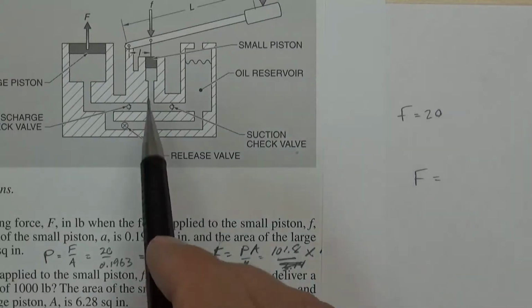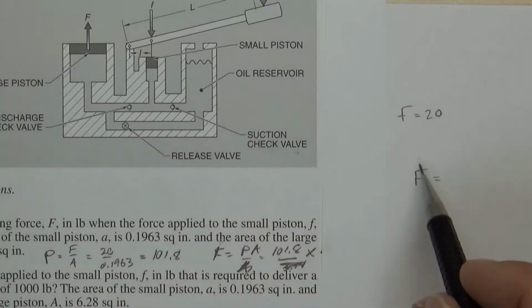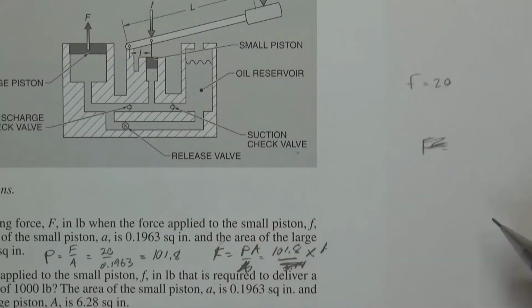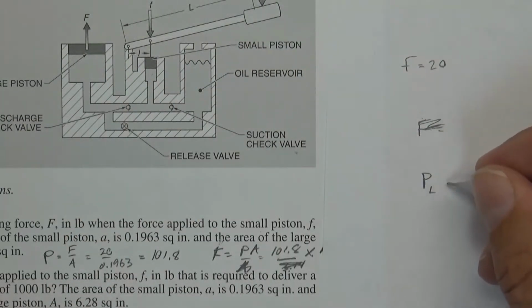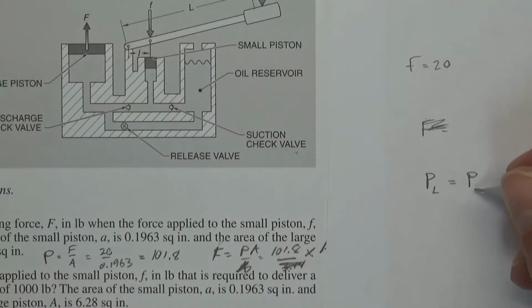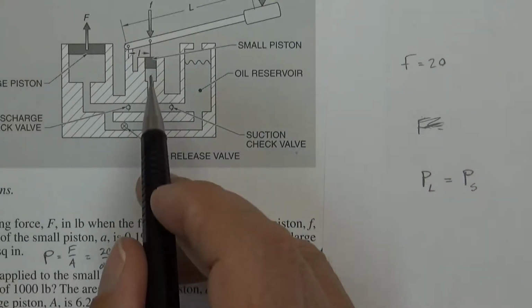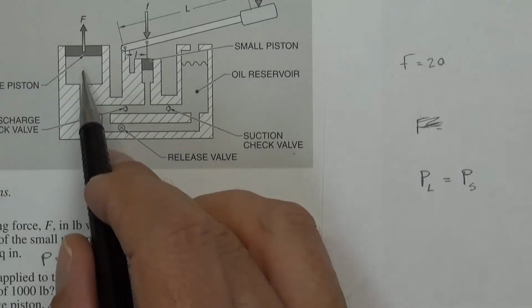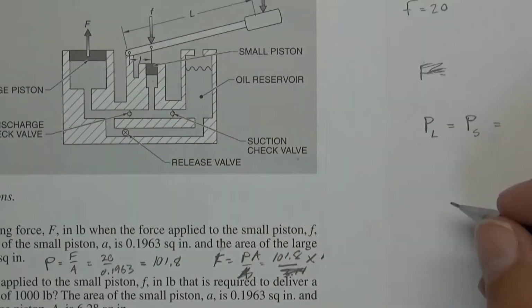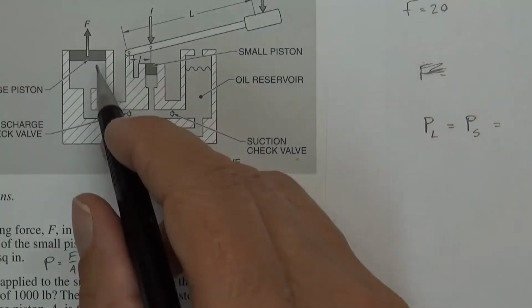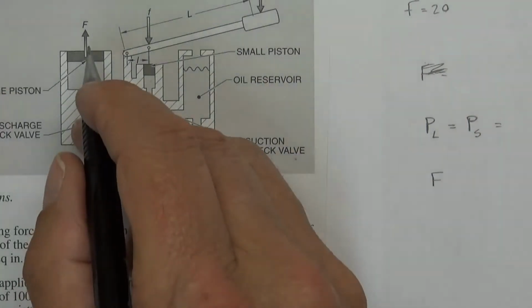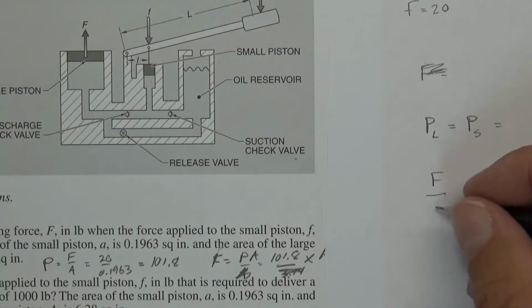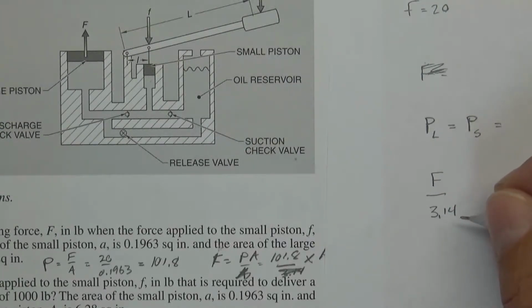And we can just prove this to ourselves. Okay, the pressure here, let's just write it again, I guess. I'm going to call this P sub L for P large, for the large piston. It's equal to the P sub S of the small piston. So this pressure in here has to be the same as the pressure over here. So if I write that, for this piston I get big F divided by the big area, which is 3.14 square inches.